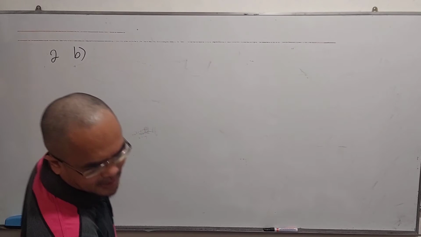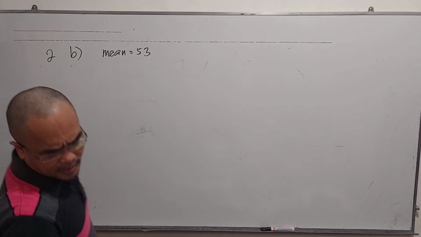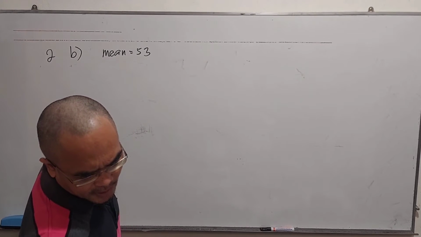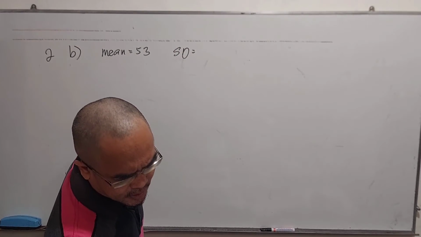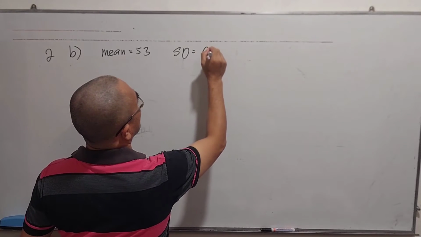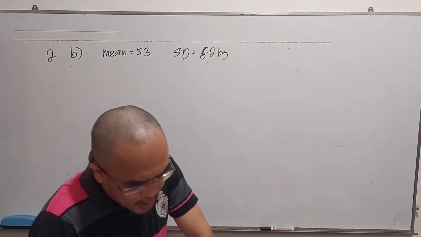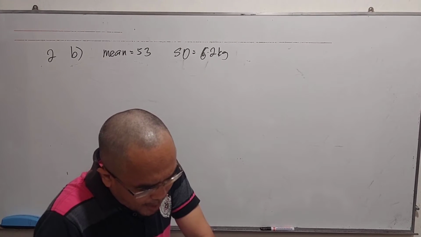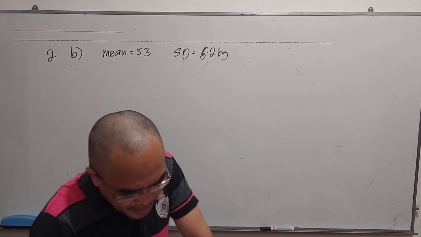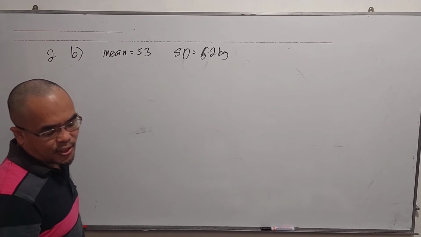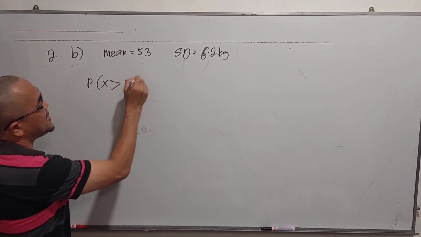Mean is 53 and standard deviation is 6.2 kg. Find B1, the probability that a police cadet chosen at random from the group has a mass more than 57 kg. So here we say P(X more than 57).